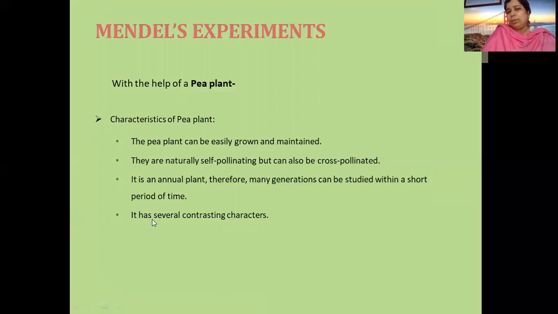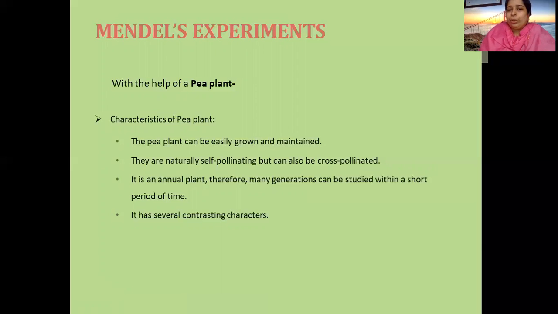It is an annual plant. That means it grows all round the year, and many generations can be studied within a short period of time. Supposing there is a plant which only grows in the summer season, I would have to wait till the next summer season to study more about it. Since this is an annual plant, I can perform several experiments and keep growing the plants in the number I want, and I can mix and match, do self pollination and see whatever I get. I can always do cross pollination, right? So this was the reason why he selected the pea plant.